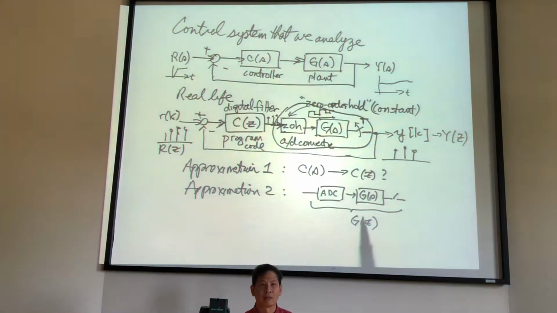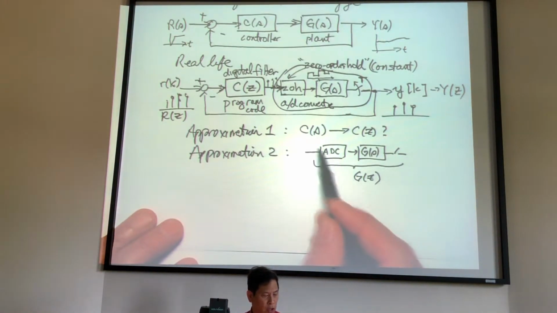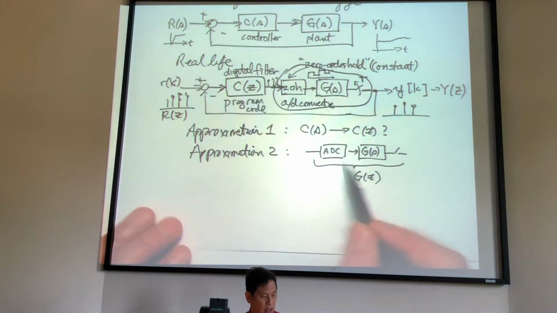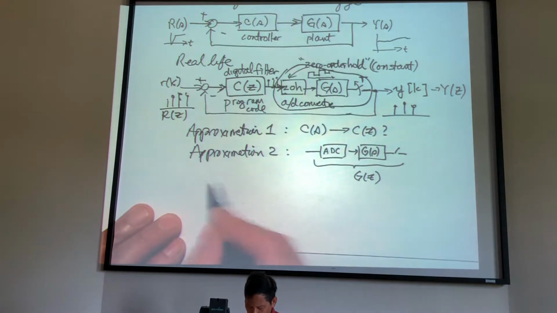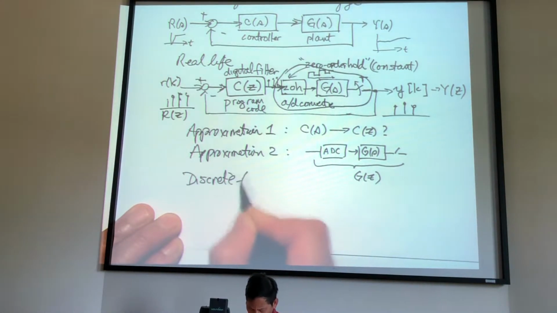G of Z is not the same thing as just taking G of S and replacing S by Z, because I have to account for the imperfections in the system. One is called an A to D converter, and one is called this. If we don't get to approximation today, I'm not going to sweat it. But this is an issue for some people, because if you could convert this and get a C of Z, then you could get another model. It's called a discrete time model.